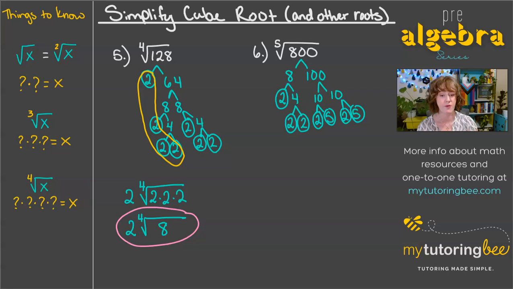Remember, I am looking for 5 of a number because this is a 5th root. So I've got 1, 2, 3, 4, 5. I've got 5 2's. So I'm going to go ahead and bring that 2 outside of my radical. And then what is left over? 2 5's. So those both have to stay inside because I don't have 5 of them. I only have 2 of them. So then let's just simplify this to 5th roots of 25. And that's our simplified answer.